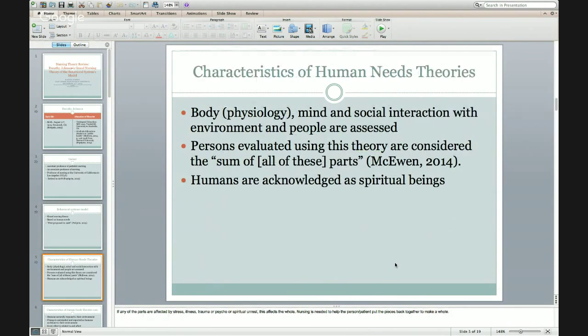Characteristics of human needs theories in general are that the physiology of the body, mind, social interaction, and environment, and people are assessed. Persons evaluated using these theories are considered the sum of all these parts. Humans are acknowledged as spiritual beings.